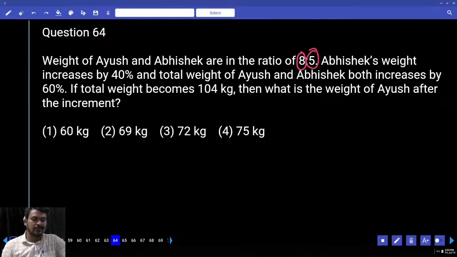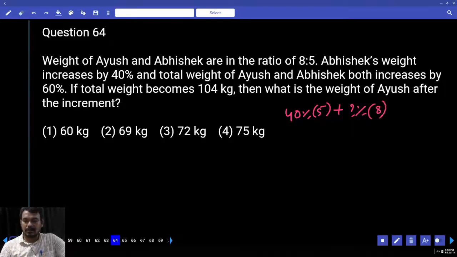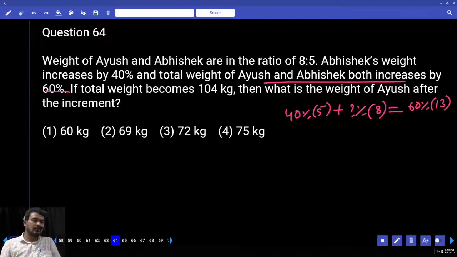But Abhishek's weight is increased by 40%. That means 40% of how many parts? Abhishek, 40% of how many parts? 5 parts, plus some percent increased on 8 parts. That is equal to what is the overall increase? 60%. 60% of which one? 13 parts. What is the left hand side? Increased value on Abhishek plus increased value on Ayush.